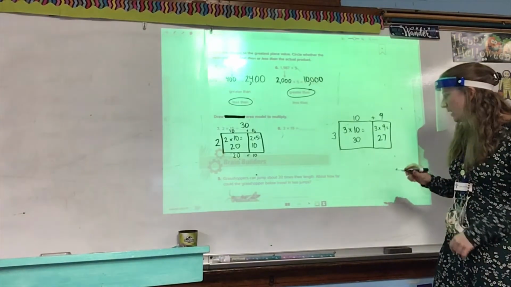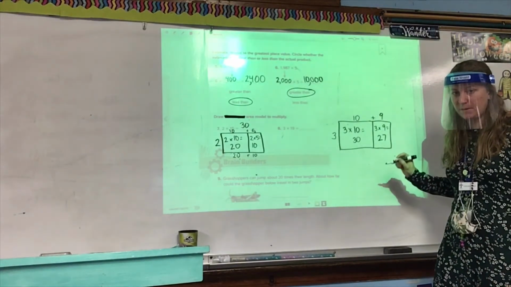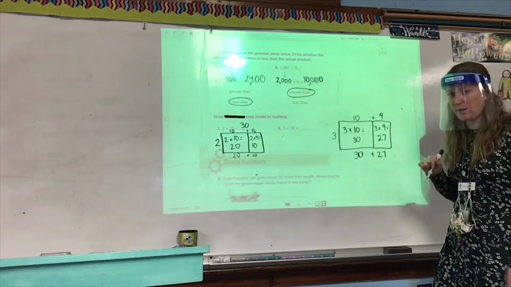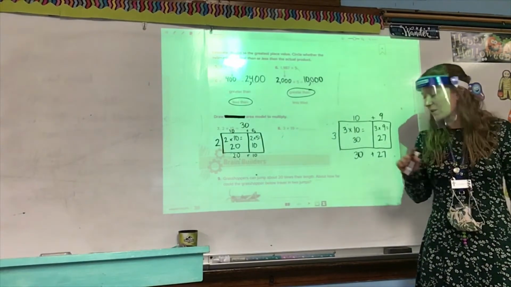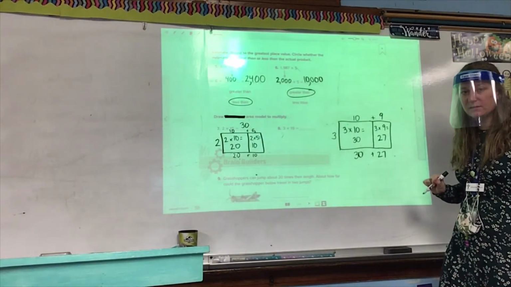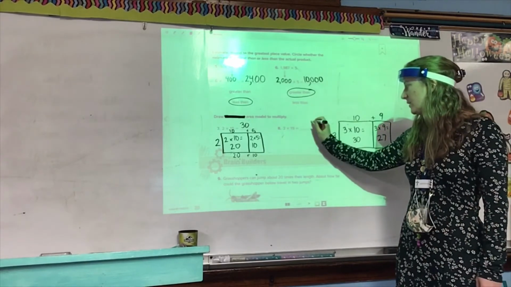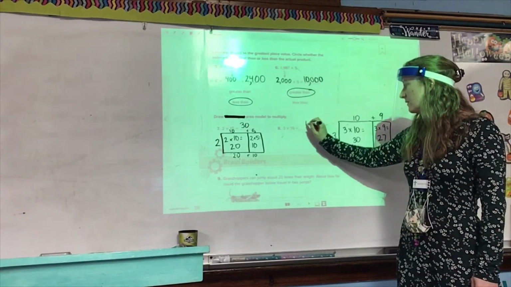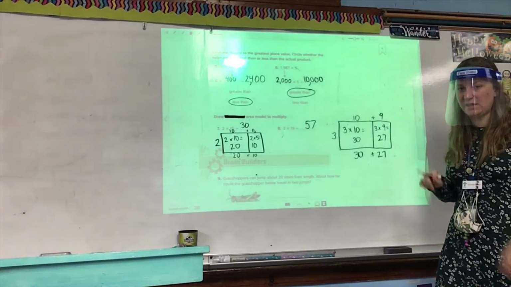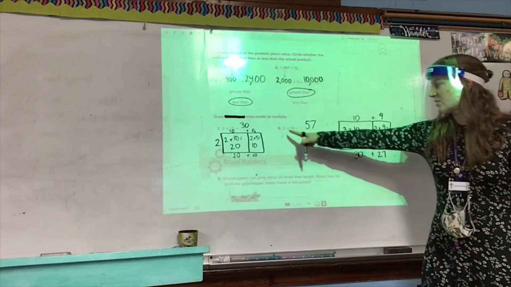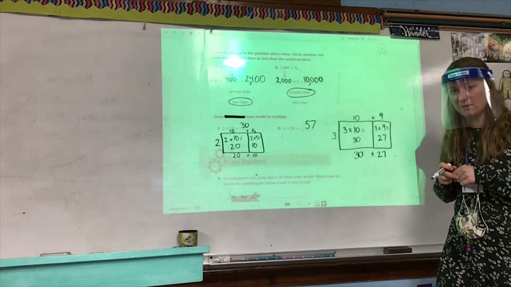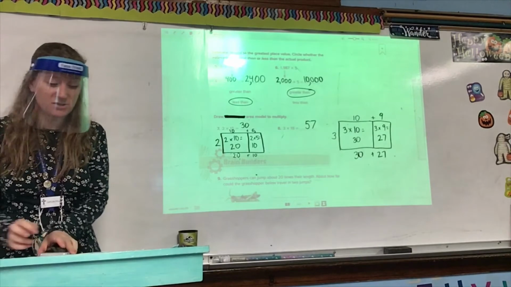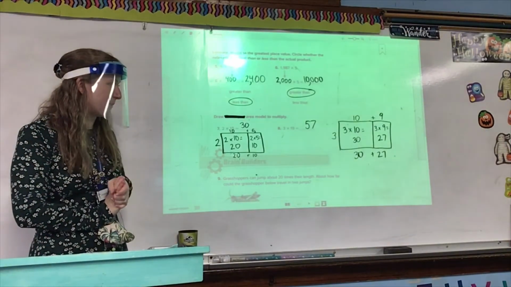No. Nope, because now we need to do what with those partial products? Add 30 plus 27. And 30 plus 27, do we have to do any regrouping? No. So can we just solve it place by place? Yes. Okay, so 0 plus 7 equals? 7. 3 plus 2 equals? 5. So that means 30 plus 27 is? 57. Which means 3 times 19 is? 57. Very good. If you did not do those area models, or you did not do them correctly, then you need to have done them on your separate sheet of paper.